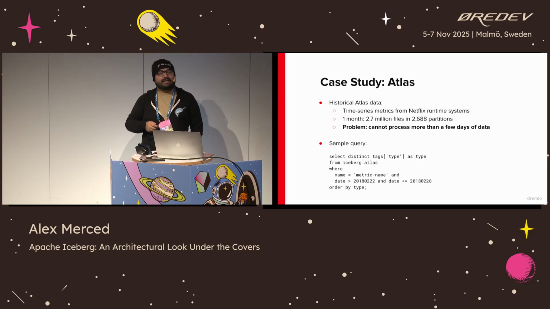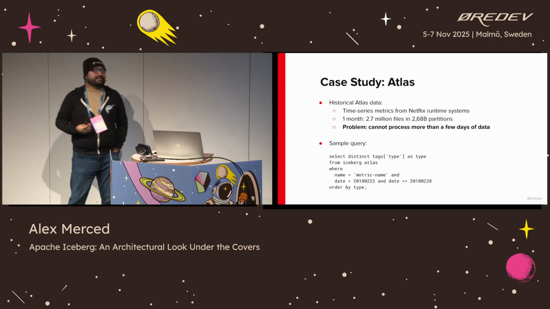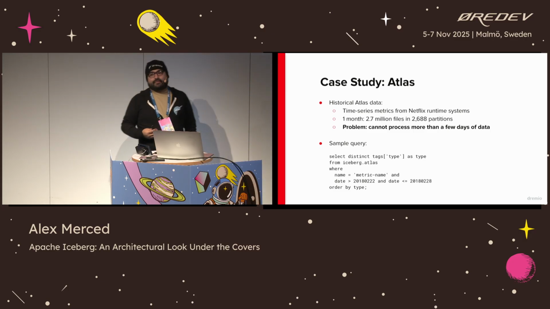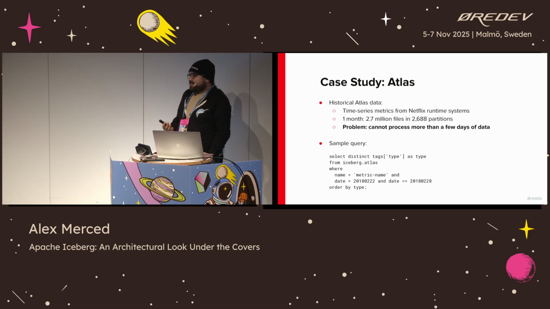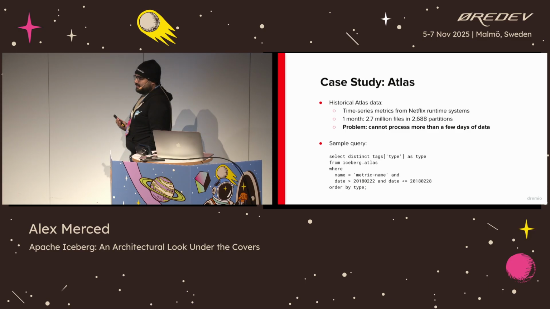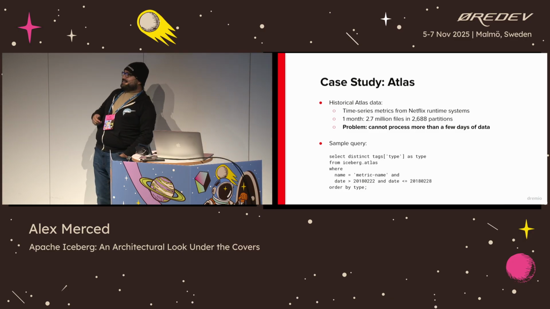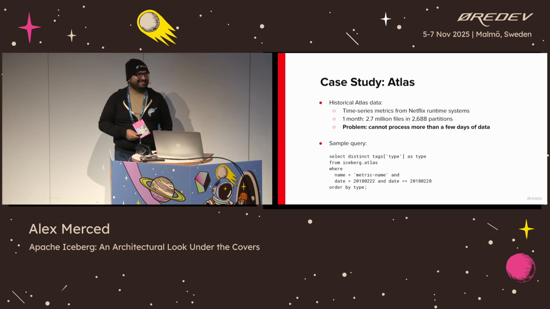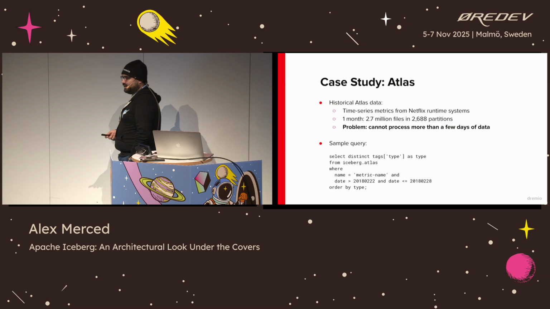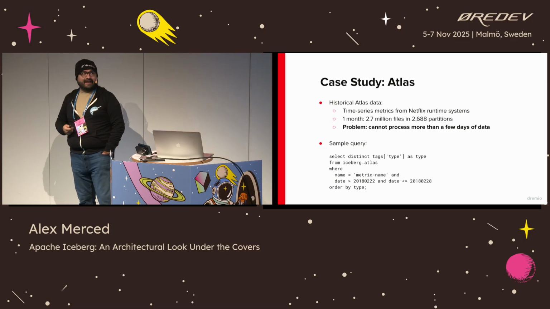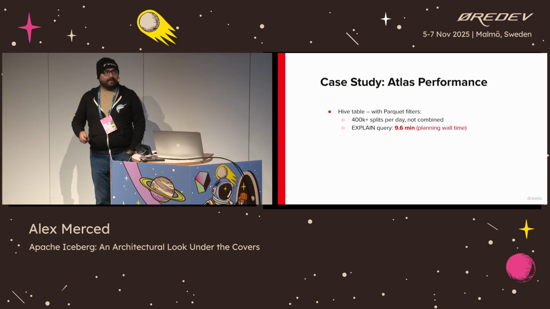Very cool. So just to kind of see the implications of this, because again, this all originated out of Netflix. One of the systems they had was a system called Atlas, which was a telemetry system. Generally in 1 month of data, they were generating 2.7 million files over 2,688 partitions. And the problem is they could only process a few days of data at a time when they were running a query. It was just not fast. Again, this is when they were still using Hive. So they started developing Iceberg.